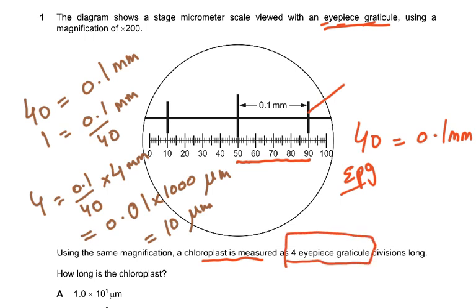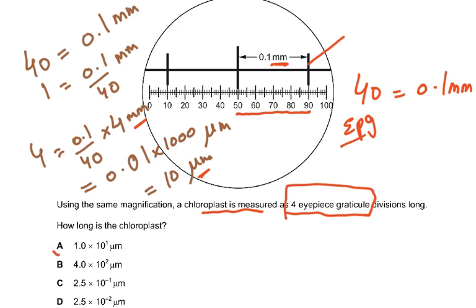So 4 will be equal to how much? But this is in millimeter. Then you multiply it by 1000 and you get the answer in micrometer. So the answer was 1 into 10 to the power 1 micrometer. So the answer is A.